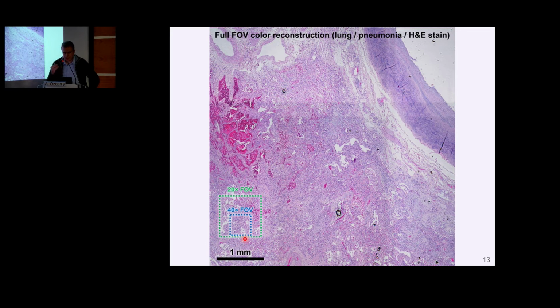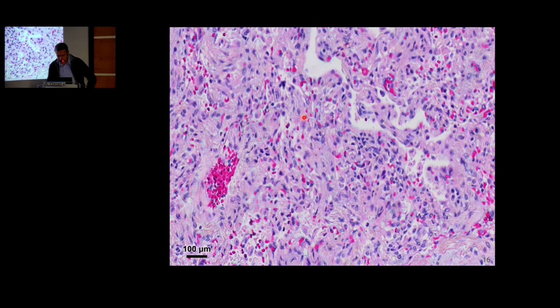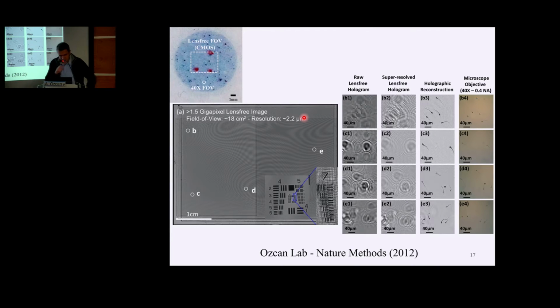You can also bring color to these holographic microscopes by using the Bayer filters, RGB filters that we have on CMOS imagers. You can illuminate the sample simultaneously with red, green, and blue channels and decompose them into actually 3 holograms. This is a pneumonia H&E stained image with a lens-free microscope. You can zoom in and continue zooming in to reveal subcellular features that are basically coming from these holographic microscopes. These were examples of what you can do with CMOS imagers that are literally coming from cell phone-based cameras.